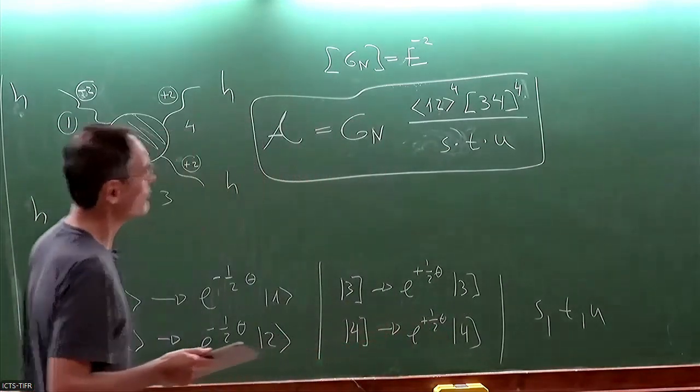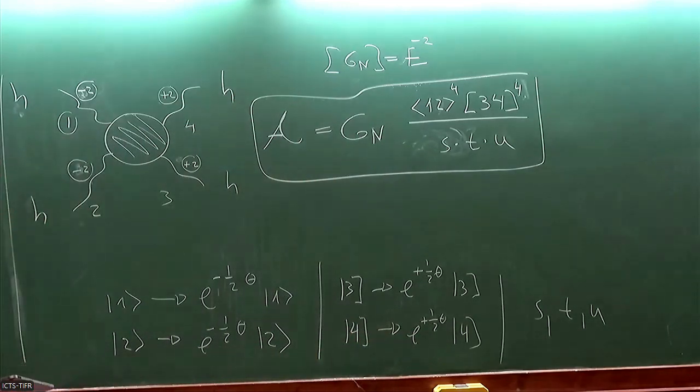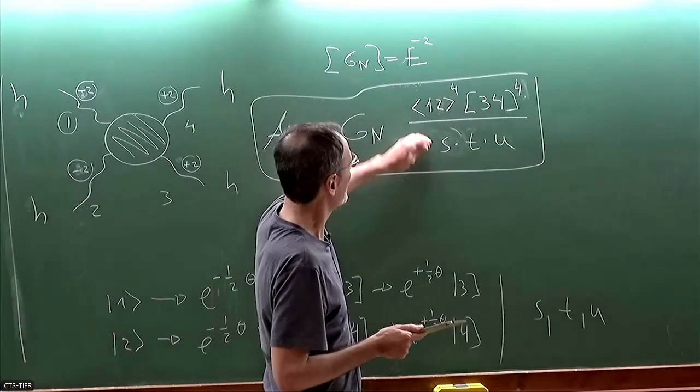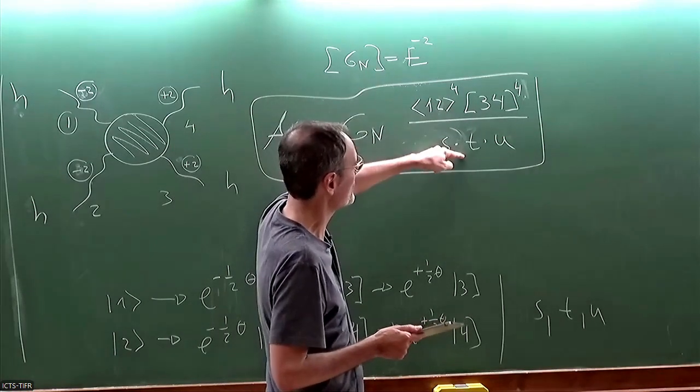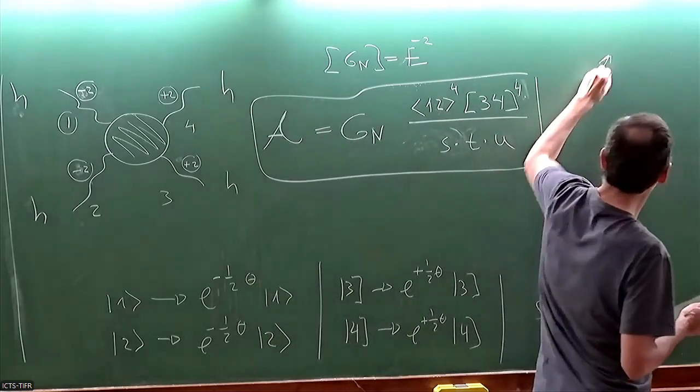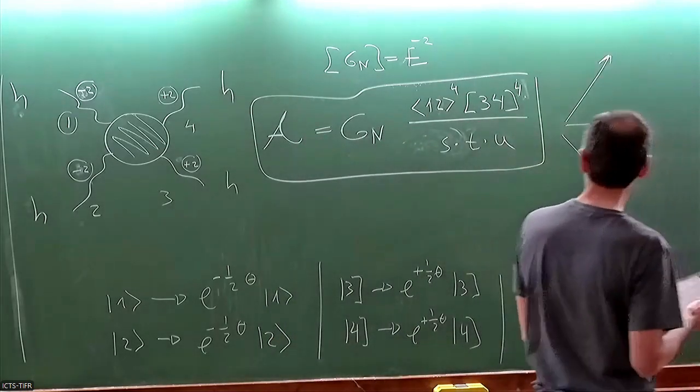Now there is something more to check. This is the first check, and we see that this amplitude has 3 poles. When S goes to 0, it blows up. When T goes to 0, it blows up. When U goes to 0, it blows up. So you have 3 things to check, whether it factorizes.